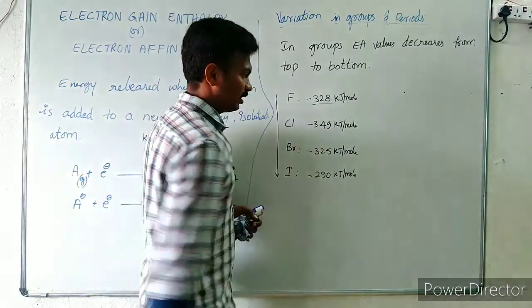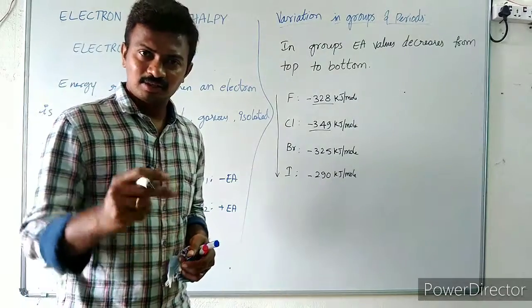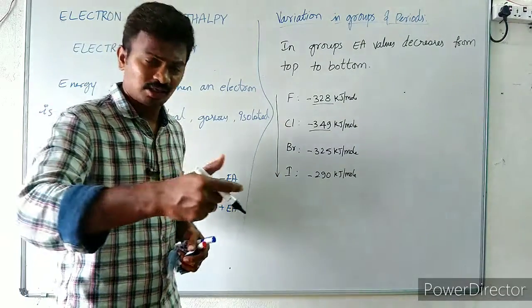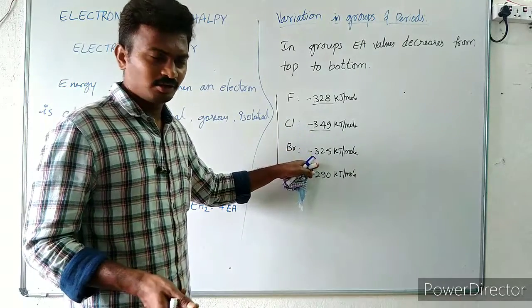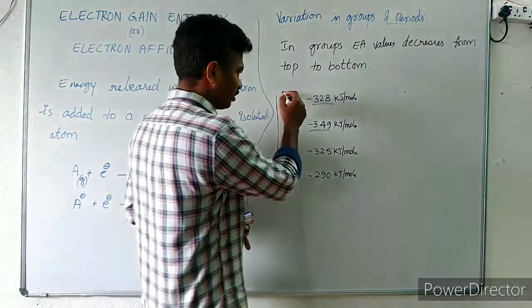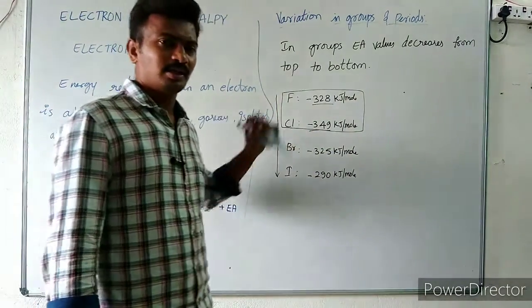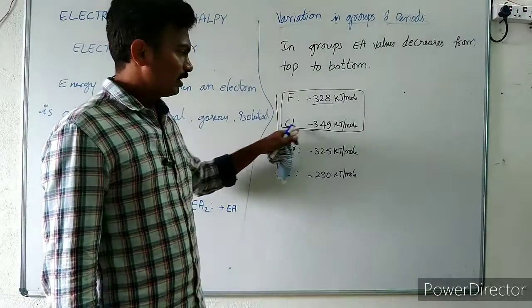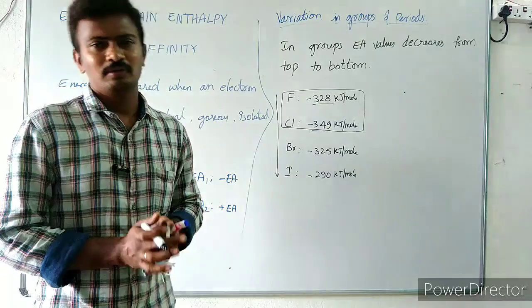Here it goes from minus 328 to minus 349. So there is an increase. Instead of decreasing, there is an increase. And if we come to bromine, the decrease is as usual. And if we go to iodine, also it is decreasing. But why in the case of these two is there an exception? Why is chlorine having greater affinity than fluorine?